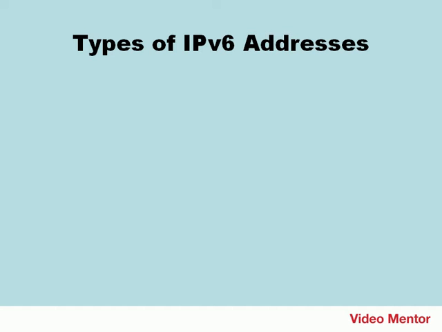Finally, let's talk types of IPv6 addresses. The first is unicast. These define a single address on a single network interface. One type is global unicast. This is a publicly displayed address that is routable on the internet. And the address range for this starts with 2000.